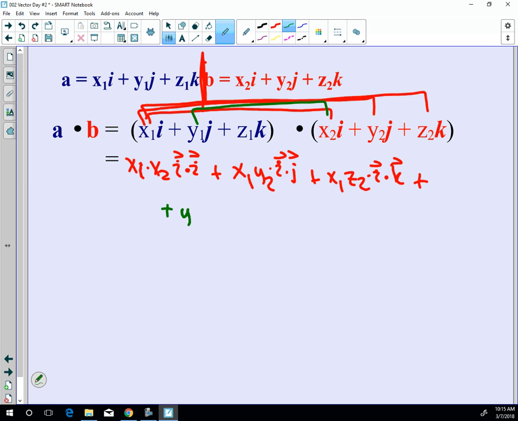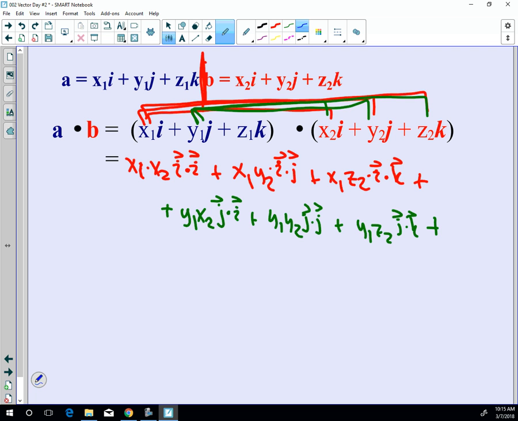Now we're going to do the next one. Plus y1 x2 j dot i, plus y1 y2 j dot j, and then y1 z2 j dot k.